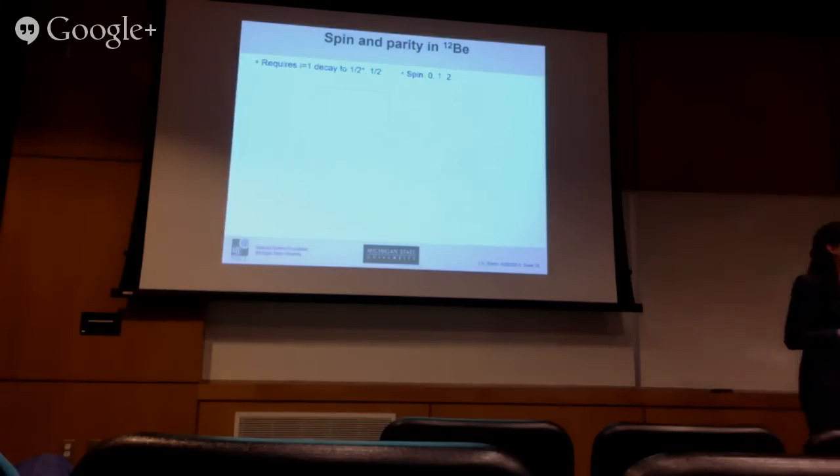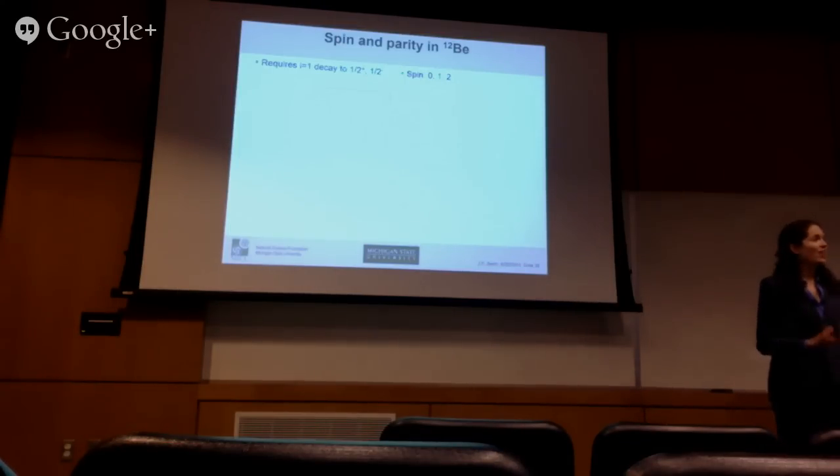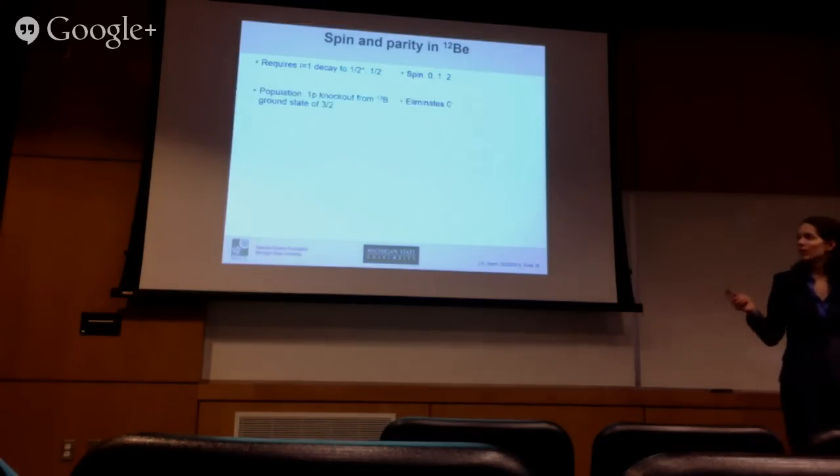We're also in a position to say something about the spin and parity of this state. We required an L equals 1 decay to fit this line shape. An L equals 0 and an L equals 2 did not fit the data. So based on that and the spins of the final states, we can say that the spin of this unbound state is 0 or 1 or 2. We can get a similar restriction from the population mechanism. The 1-proton knockout from boron-13 and its ground state of 3/2 minus can populate any of these spins except for a 0 minus state.